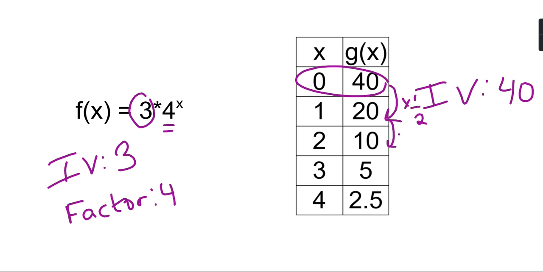40 times 1/2 is 20. 20 times 1/2 got me to 10. 10 times 1/2 gets you to 5, okay? So the factor here is 1/2. So if I ask you, which function has the smaller factor, you're going to tell me g of x, because 1/2 is smaller. If I ask you which function has the greater factor, you would tell me f of x, because f of x has 4, which is greater than 1/2.